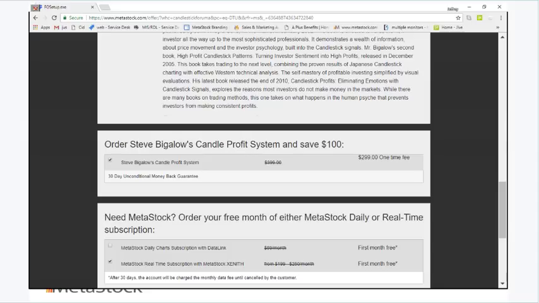AJ says, can I use this in TC2000? No, you need to use it in Metastock, but you can use your TC2000 data with Metastock if you want to, AJ.